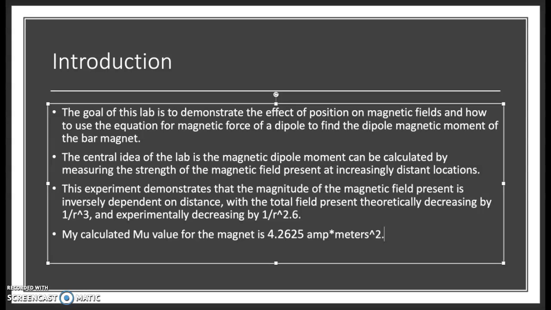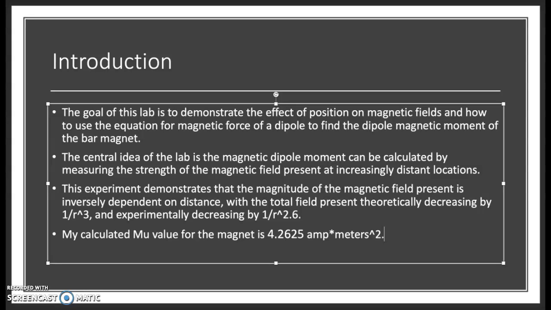The first is to demonstrate the effect that position and orientation of a magnet has on its magnetic field, on the strength of its magnetic field. The second is to determine a procedure to calculate the magnetic dipole moment of a magnet.